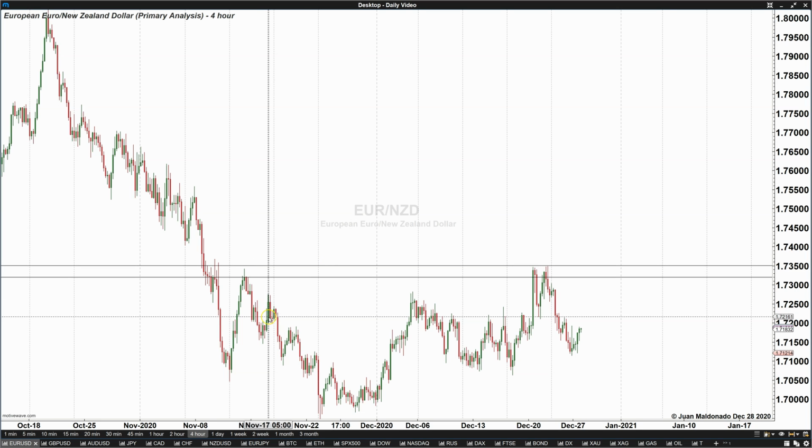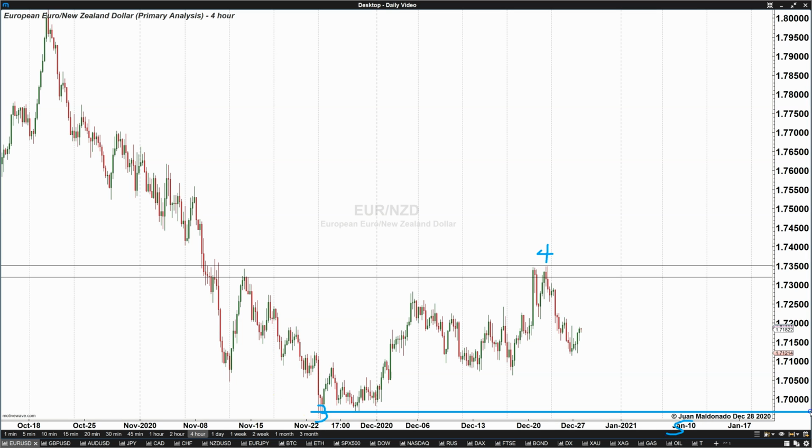Last week I was looking after this setup in terms of the Elliott wave count. We have here the wave 3, this is the wave 4, and we are in the wave 5. Minimum target, the previous low.